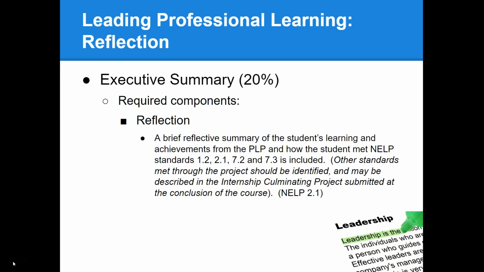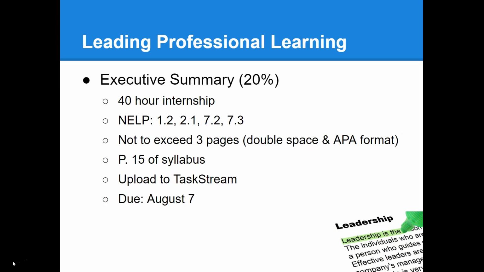Then finally, your reflection. This is basically going to wrap up and be your conclusion for the executive summary. You just want to make sure that you're addressing how you met the following standards: 1.2, 2.1, 7.2, and 7.3. While you're doing this, I will strongly suggest that you use the rubric that's located in Blackboard, and I'll show you where that is in just a second. Before we go there, though, just a couple of things.